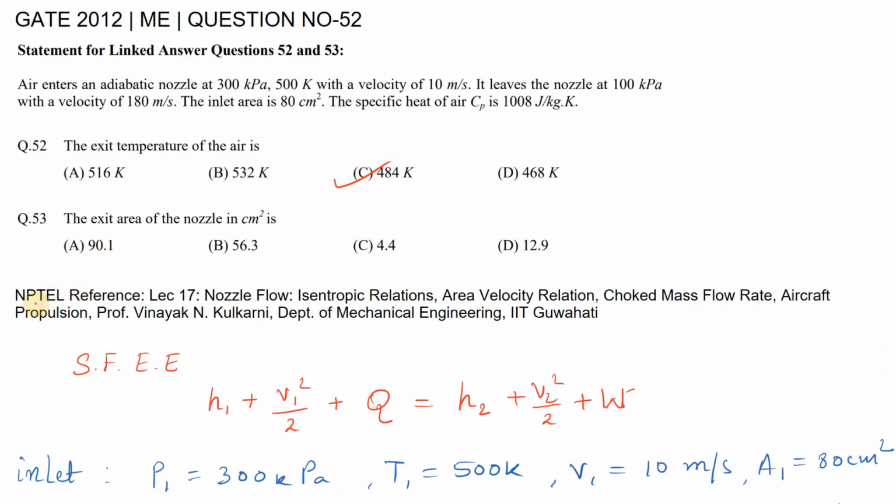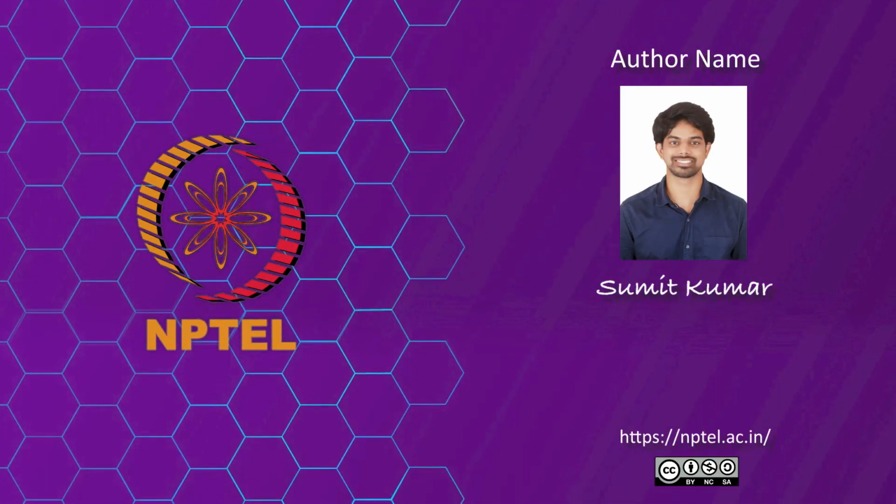For more information on this topic, you can refer to NPTEL course lecture number 17, nozzle flow, isentropic relations, area velocity relation, choked mass flow rate, on aircraft propulsion by Professor Vinayak N. Kulkarni of the Department of Mechanical Engineering at IIT Guwahati.